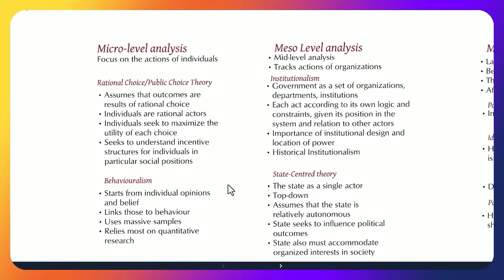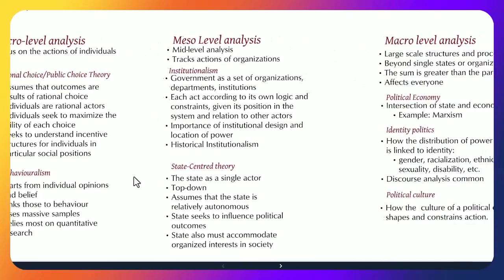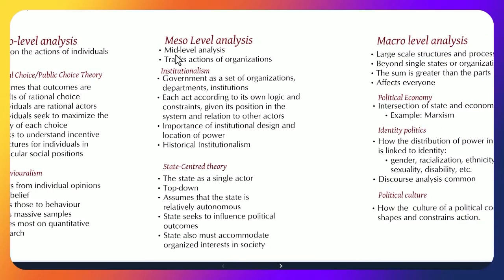Moving on to meso-level. This is a mid-level analysis, which means that it's tracking actions of organizations. To a large extent, it really treats an organization as the seat of agency in society. One typical such is institutionalism. It considers, and now we're moving up the scale here, we've gone away from individuals, and now we're looking at individuals collected into groups, organizations, right? Government then is seen as a set of organizations, its departments, its institutions. You can't really say in institutionalism that government is a single actor.